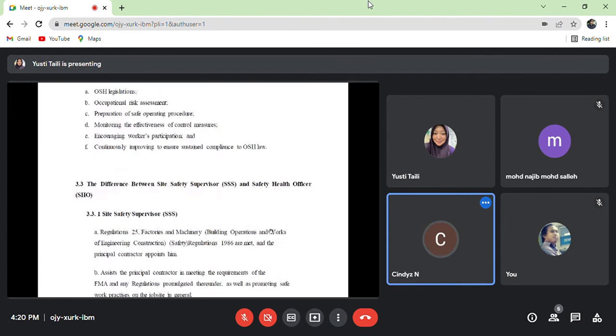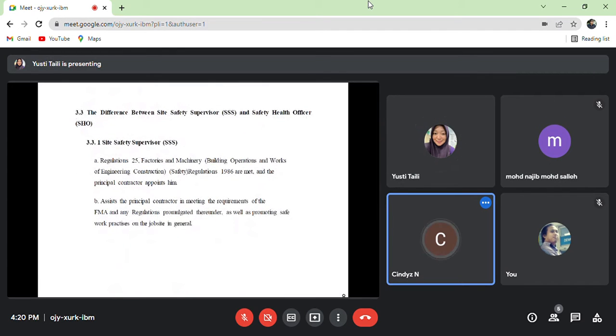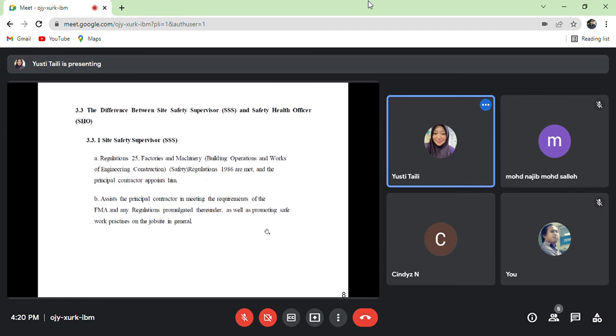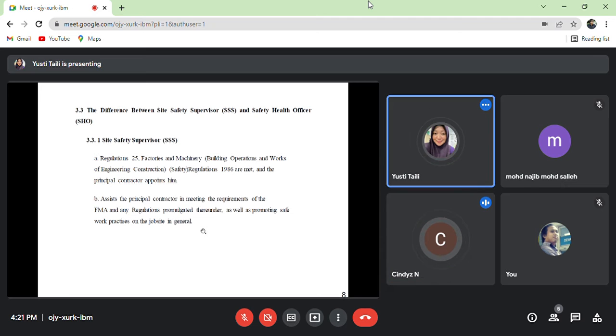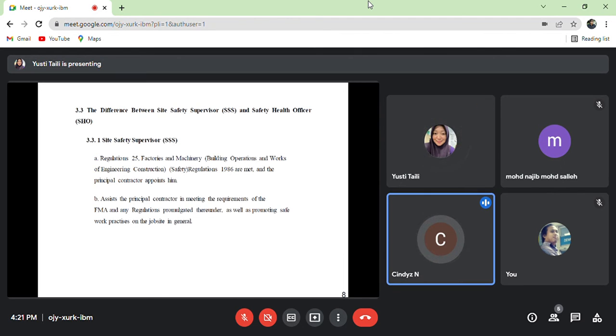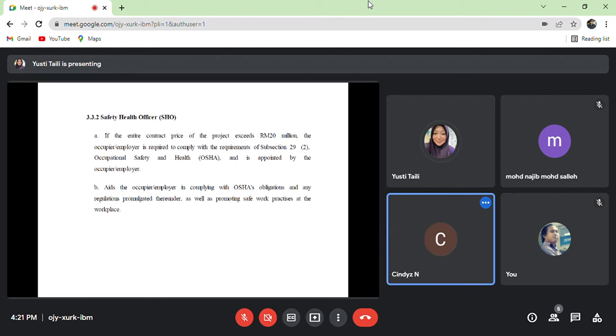The difference between the site safety supervisor and the safety and health officer: the site safety supervisor is appointed by the principal contractor, and assists the principal contractor in meeting the requirements of the FMA and any regulation promulgated thereunder, as well as promoting safe work practices on the job site in general. While the Safety and Health Officer, SHO, aids the occupier or employer in complying with OSHA obligations and any regulation promulgated thereafter, as well as promoting safe work practices at the workplace, and is normally appointed by the occupier or employer.